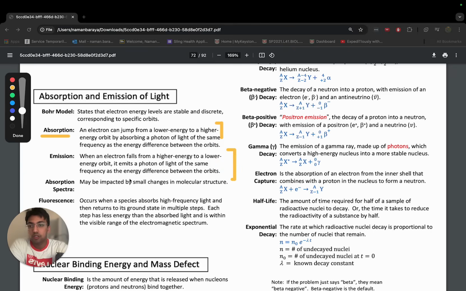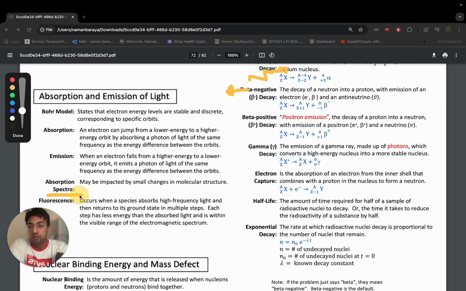Same with the emission. Emission happens when you go down a level, and because of that, you're emitting some energy. Usually that energy is represented in photons of light. So remember when we were talking about all the different colors of light, like ultraviolet or red? That's because these electrons go down a level, and then you release this color of light.